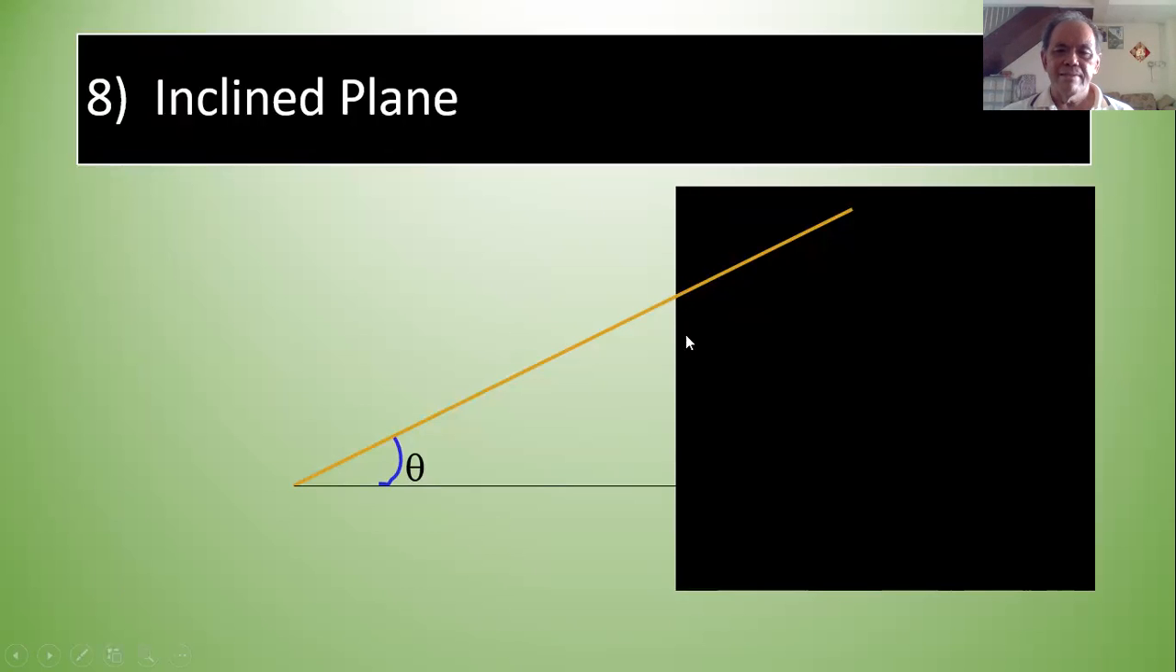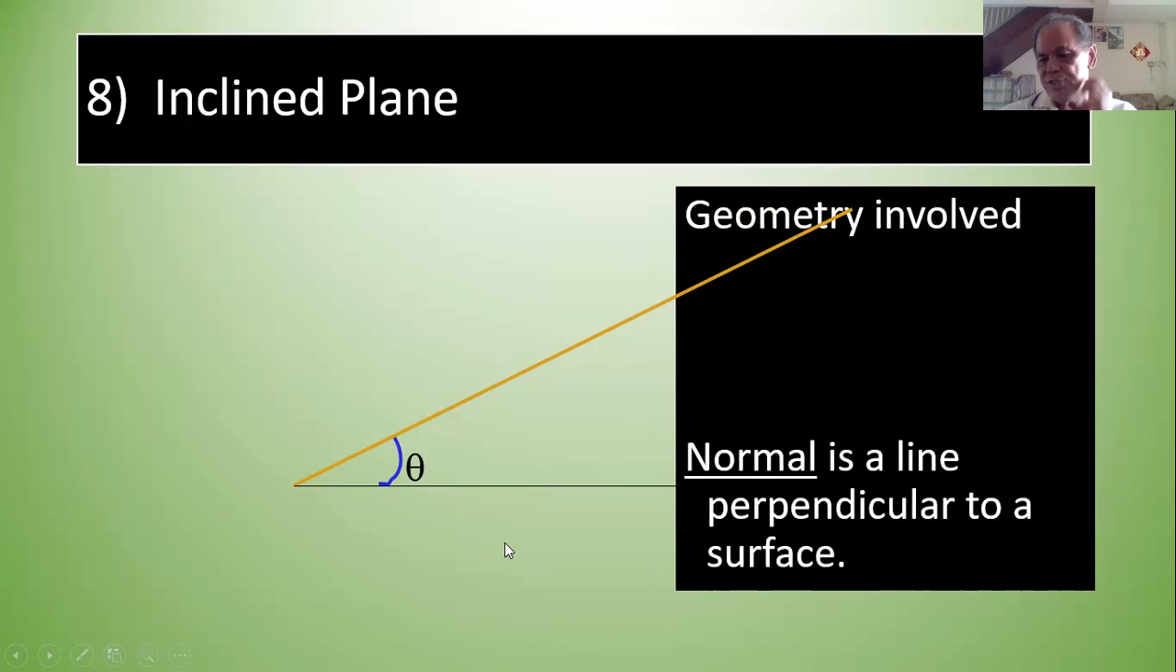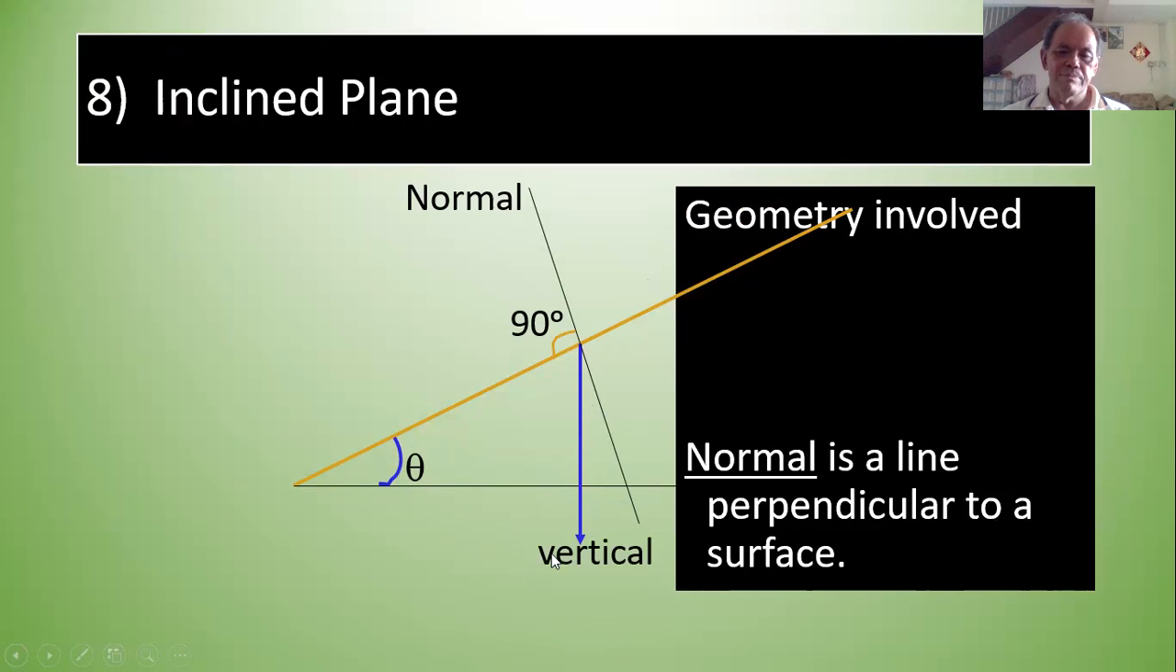Inclined plane: there's a plane, your surface, your plank if you like. There's horizontal, there's an angle theta there. Geometry involved. Normal is a line perpendicular to the surface, so there's your normal. It's 90 degrees. That's 90 degrees. And then you have this one vertically coming down, so this is 90 degrees also. Vertically downwards, 90 degrees, this one. This angle plus that angle is the other 90 degrees, because 180 minus 90 is 90. These two added together is 90.